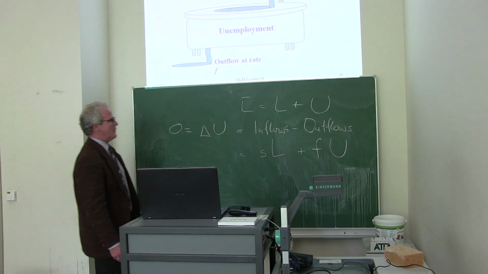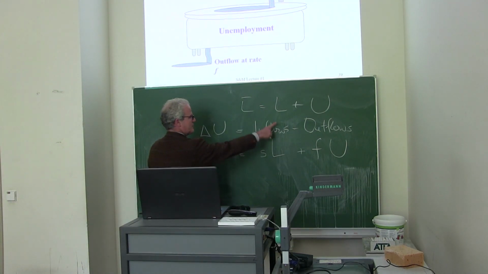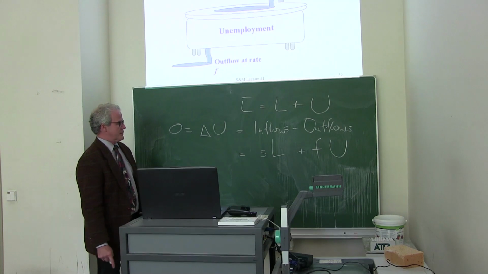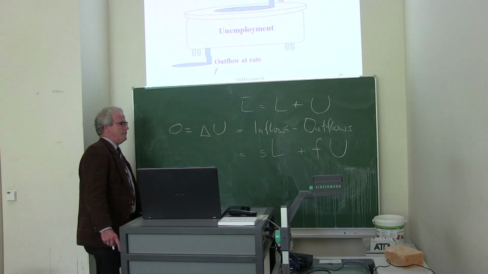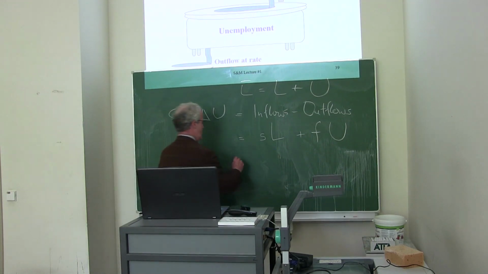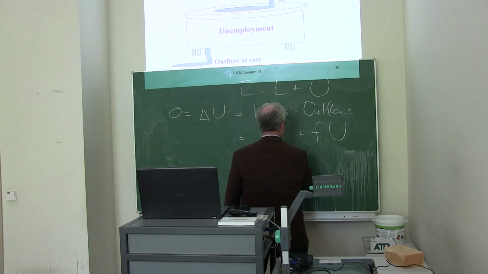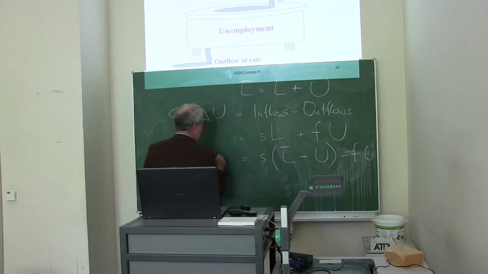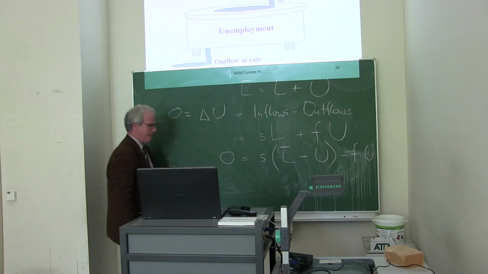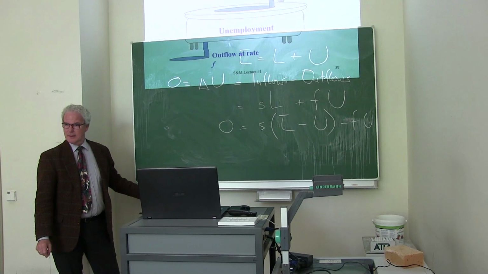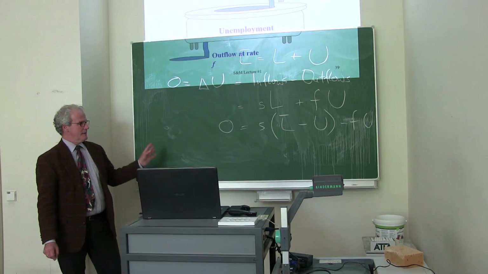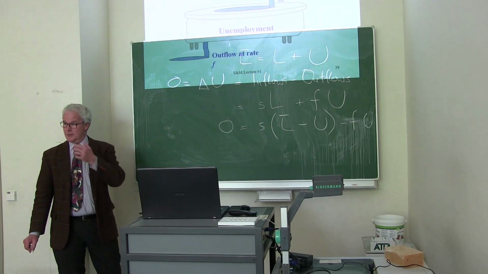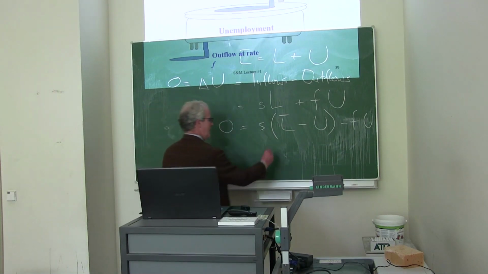Okay, so what I'd like to do now is eliminate L by substituting, using the identity for the definition of the total labor force, which is the sum of employed people and unemployed people. So we get something like s times (L bar minus U) minus f times U. And I'm going to set this equal to 0. And then I'm going to divide the entire equation by L bar, because L bar is a constant. In fact, I could set it equal to 1 if I wanted. Okay, so I do that.